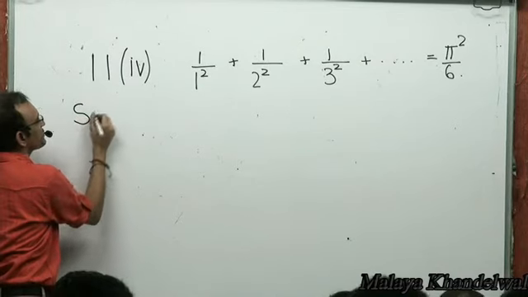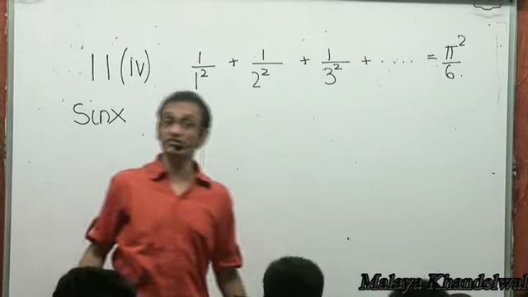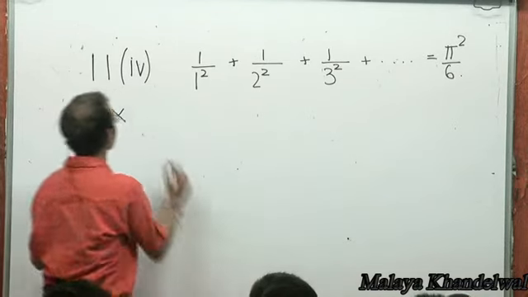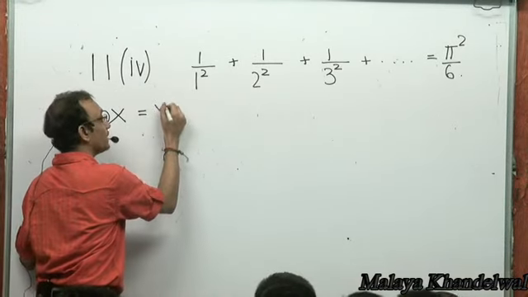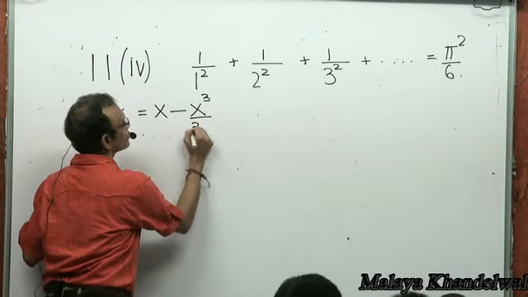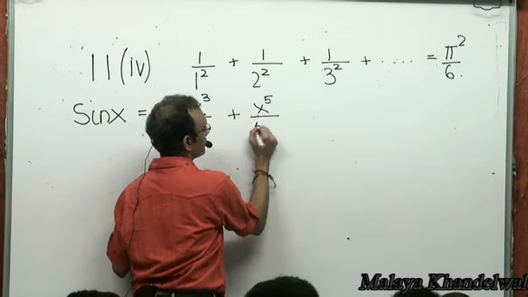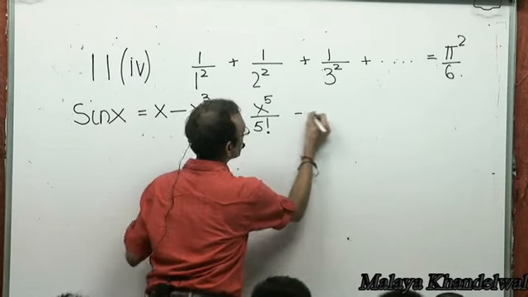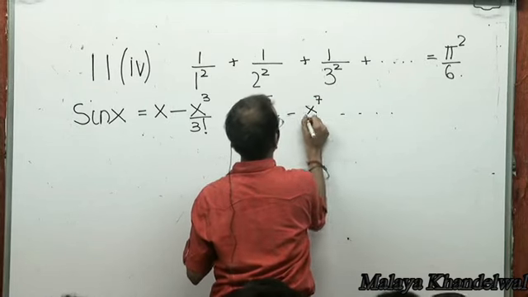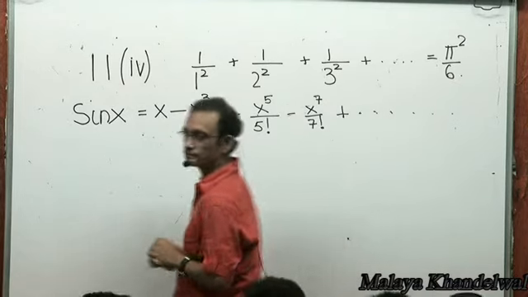Sin x, when x is in radians, can be expressed as an infinite number of terms: x minus x cubed by 3 factorial plus x power 5 by 5 factorial, and so on. You know factorial notation, right? All odd terms, and so on and so forth.